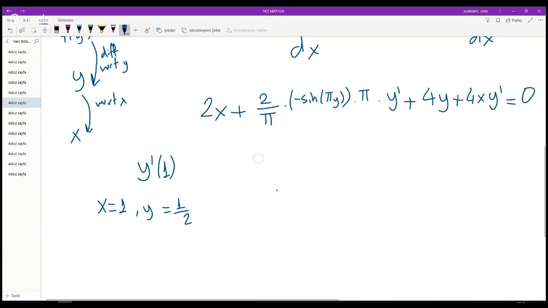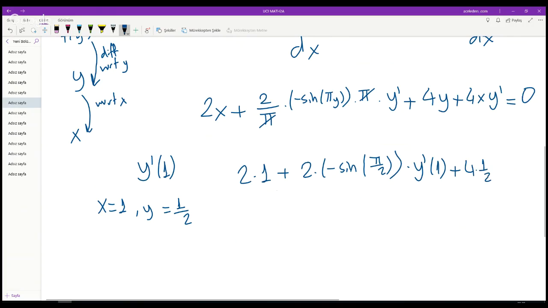So now I need to solve this by replacing x with 1 and y with 1 over 2. So 2 times 1 plus, and these pi's cancel out, 2 times minus sine of pi over 2, because y is 1 over 2, times y prime, because now I am trying to find y prime at a certain point, plus 4 times 1 over 2 plus 4 times 1 times y prime equals 0.